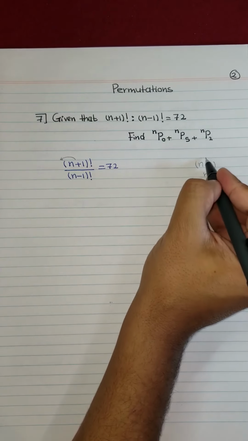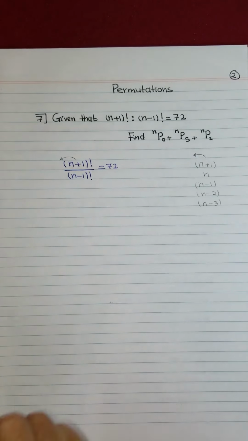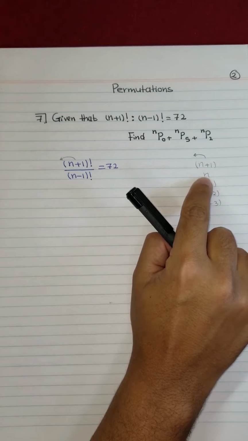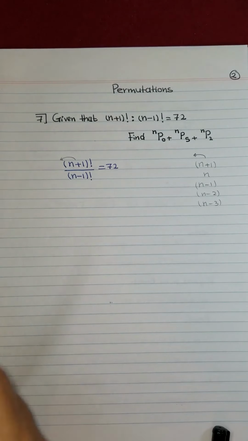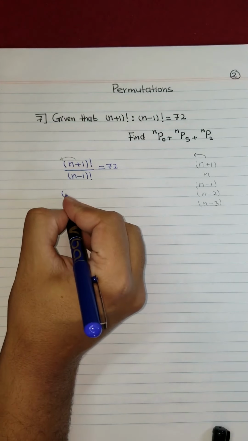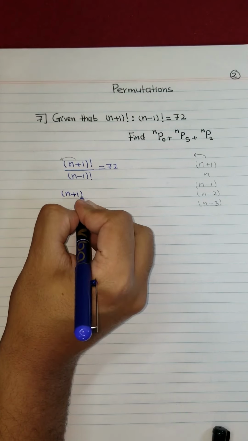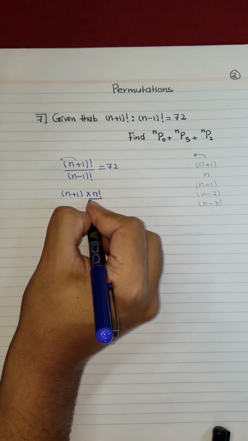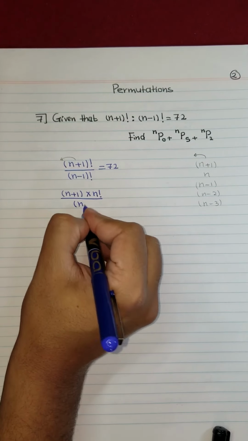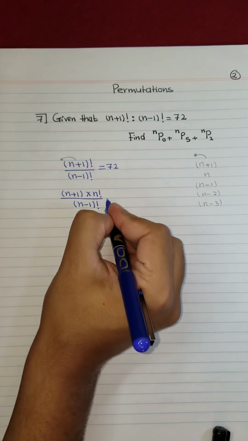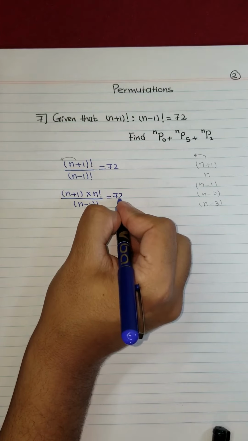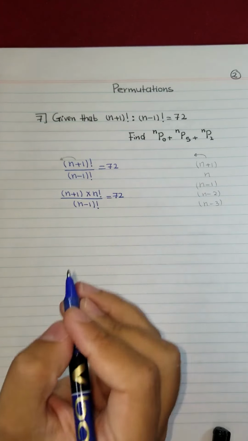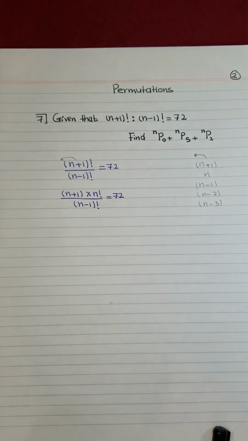We take n minus 1 and n plus 1 out, so you get n on top. So if you take n plus 1 out, it will be n plus 1, that's out, multiplied by n factorial over n minus 1 factorial equals 72. You still have a problem. You can't cancel n factorial with n minus 1 factorial. You need to get the same thing.